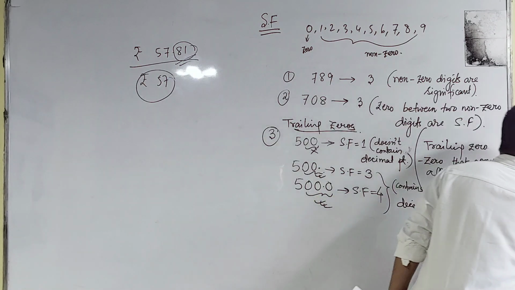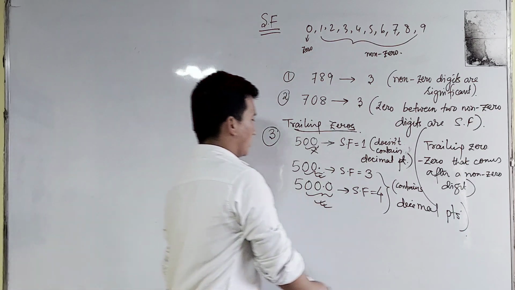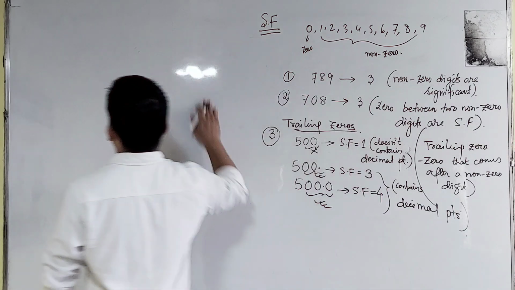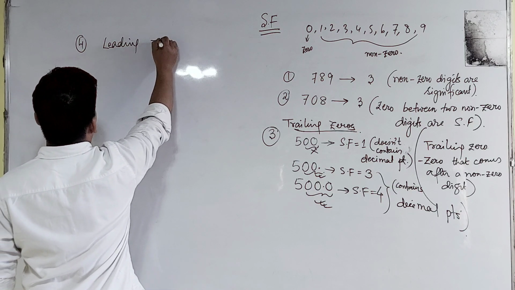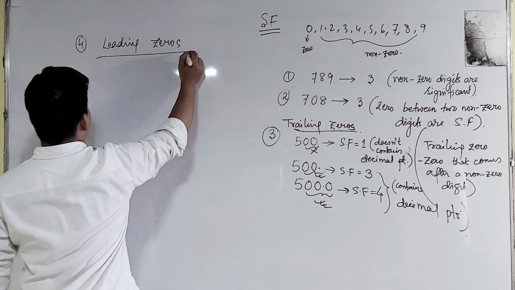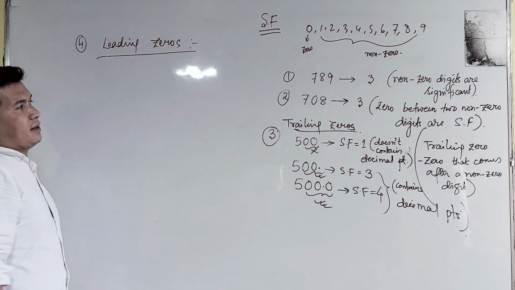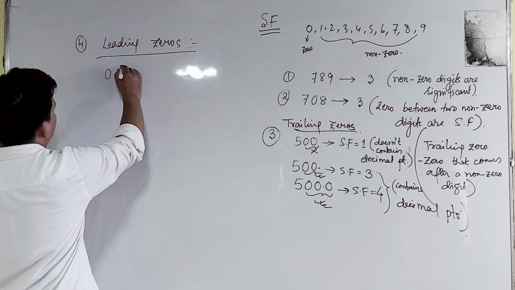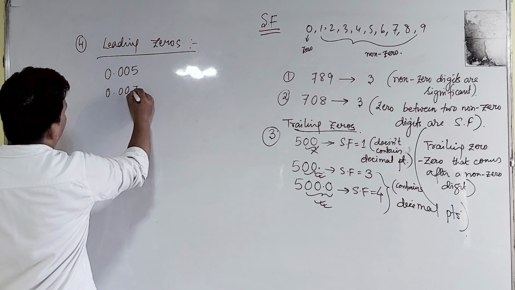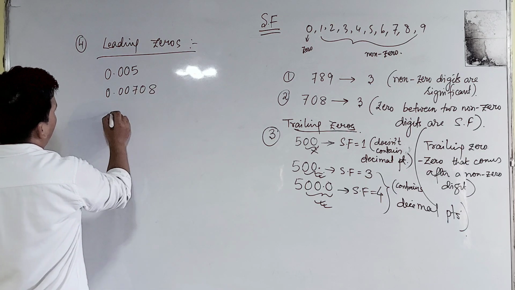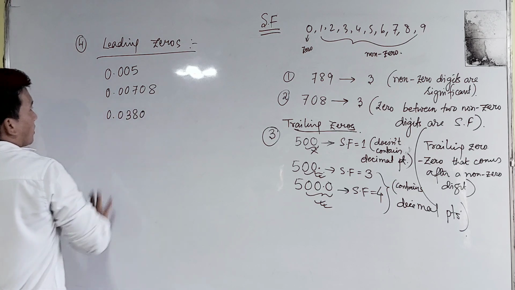Next, rule number 4: leading zeros. Let us go through the examples. Examples: 0.005. Next is 0.00708. Next will be 0.0380.